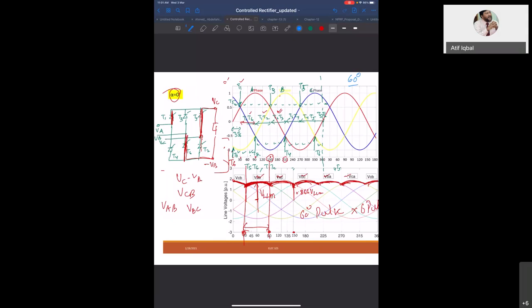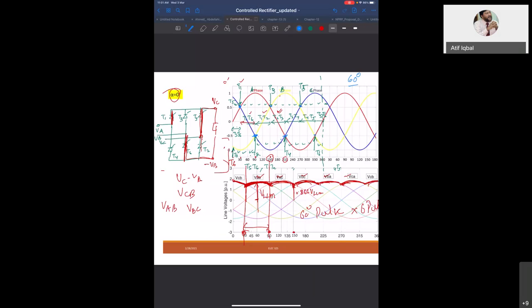Then we have to mark the reference point alpha equal to 0 for the upper group and for the lower group. In the upper group, a thyristor turns on when the voltage is most positive. In the lower group, it turns on when the voltage is most negative. This is the reference point for thyristor 1, thyristor 3, and thyristor 5. This is for 2, 4, and 6. So we see that the sequence is 1, 2, 3, 4, 5, 6, and we number the thyristors according to this.